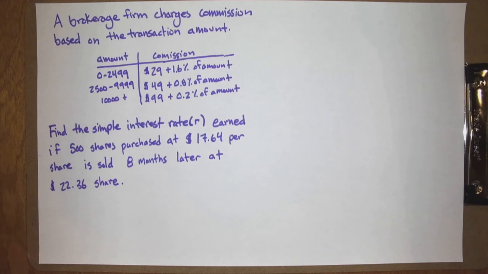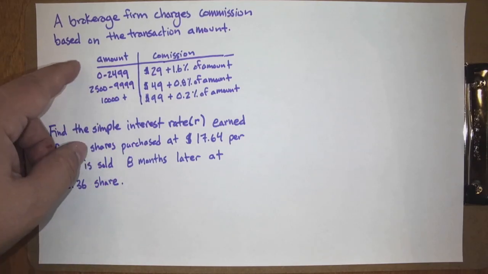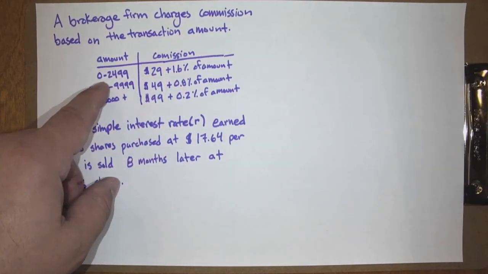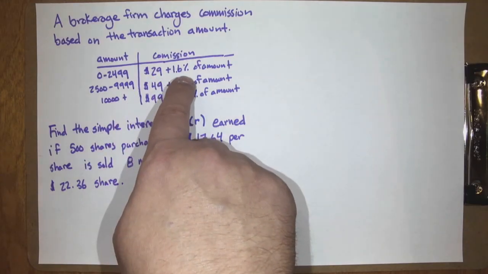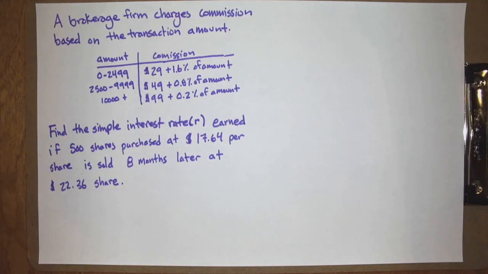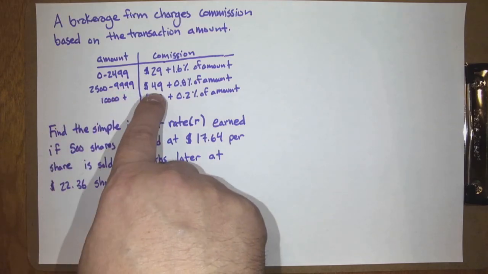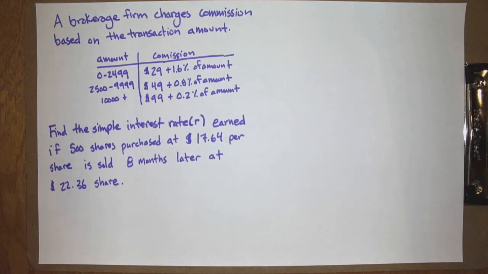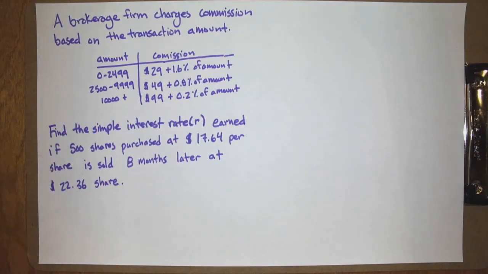Now, they charge commission. They say there's a fee attached to it, and it's based upon how much money the transaction involves. So a low transaction has a small fee but a bigger percent of the amount. If it's from 0 up to $2,499, it's a $29 base fee plus 1.6% of the transaction. Between $2,500 and $9,999, it's a $49 fee but only 0.8% of the amount. And if it's above $10,000, it's a $99 fee, but 0.2% of the amount.